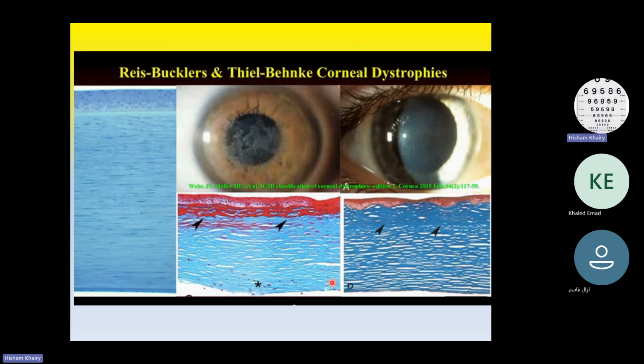So comparing the two dystrophies, this is a comparison of dystrophies, and here we can see something like the sawtooth pattern and destruction of Bowman's membrane, where here there is deposition of this material in the anterior stroma.